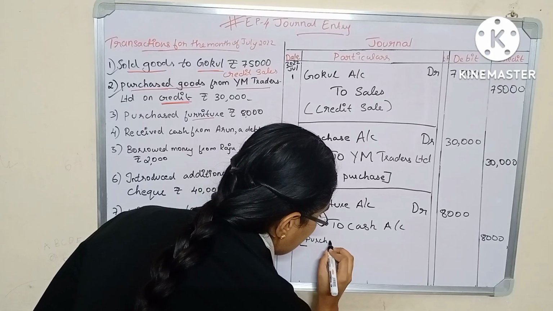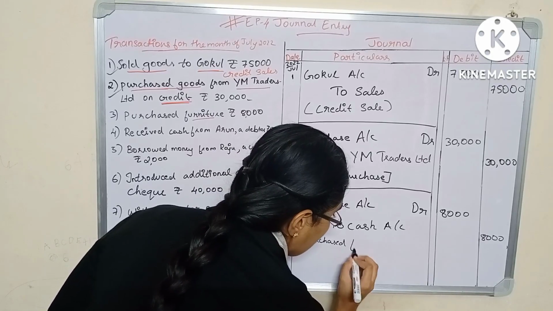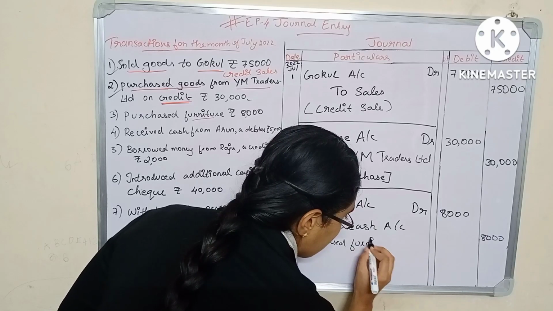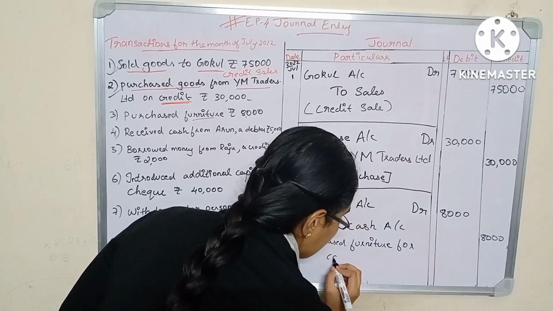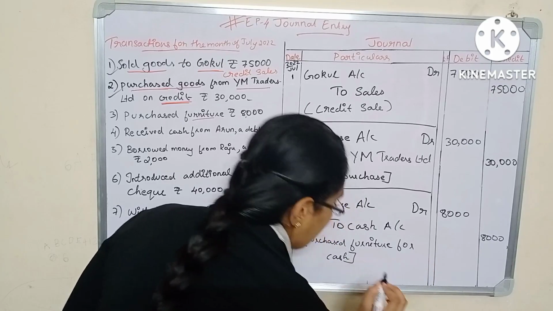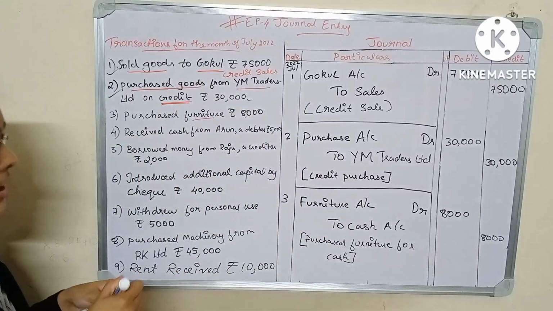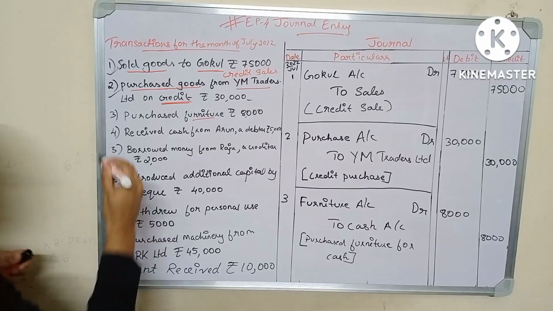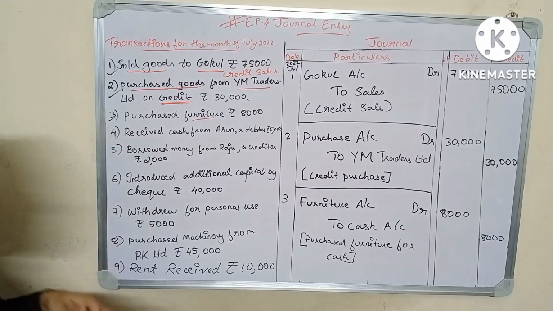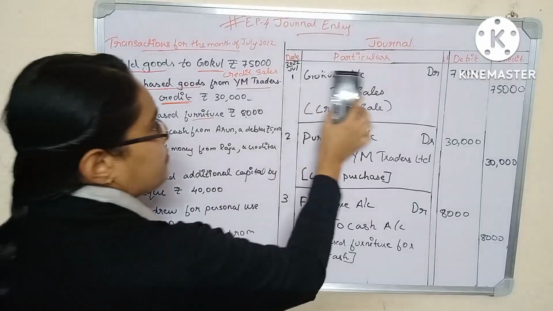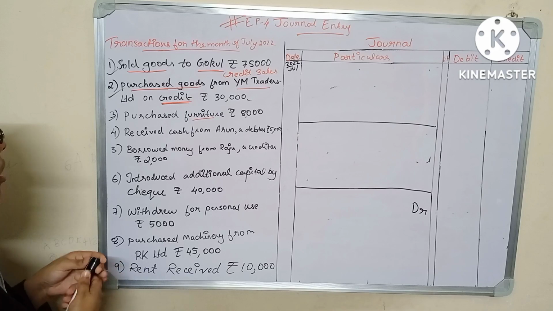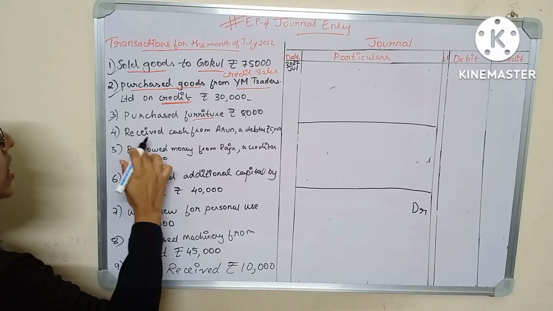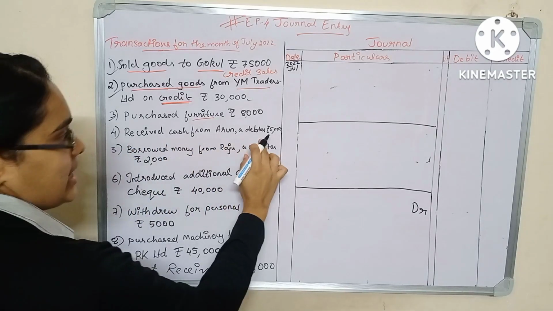Purchased furniture for cash. Something small. Okay, so these are the first 3 journal entries. Then let me rub this and I will continue with the fourth one. Okay. So our next transaction is the fourth one. The fourth one is received cash from Arun, a debtor.